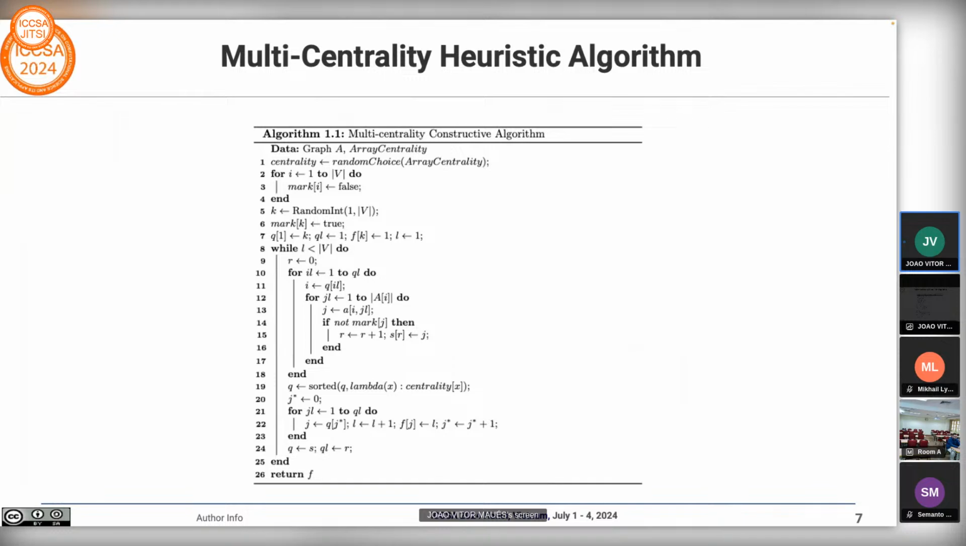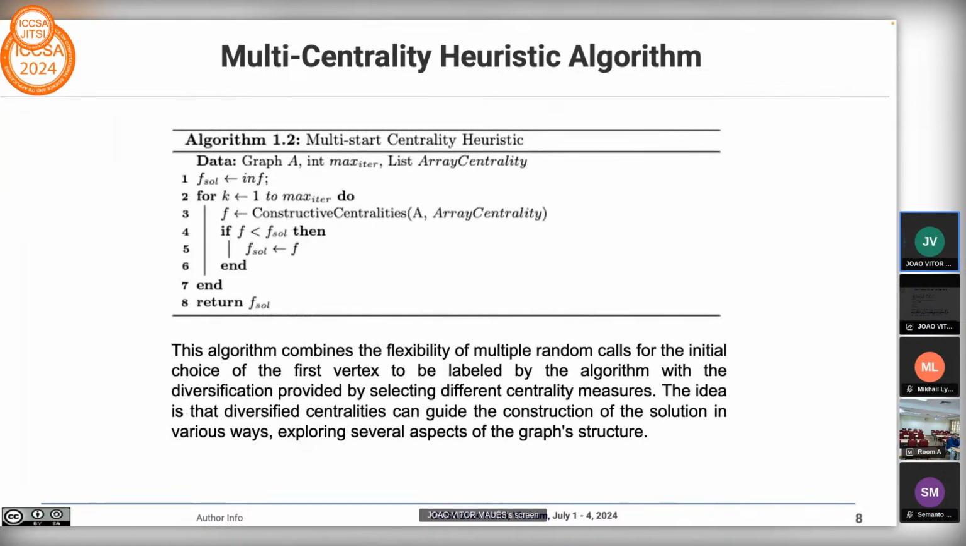Performing a greedy procedure. The third row contains vertices not included in the previous rows but connected with vertices in the second row, and so on. And the second part of the algorithm is responsible for the random calls of centralities. So this algorithm combines the flexibility of multiple random calls for the initial choice of the first vertex to be labeled by the algorithm with the diversification provided by selecting different centrality mixtures.